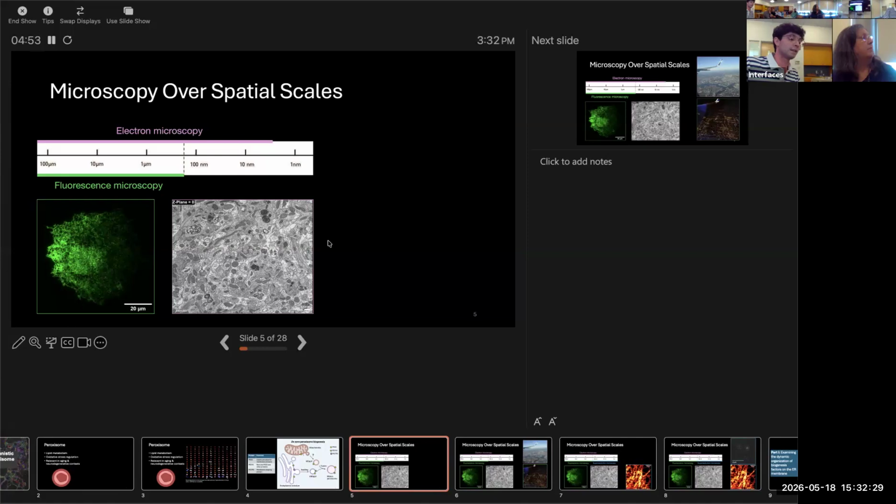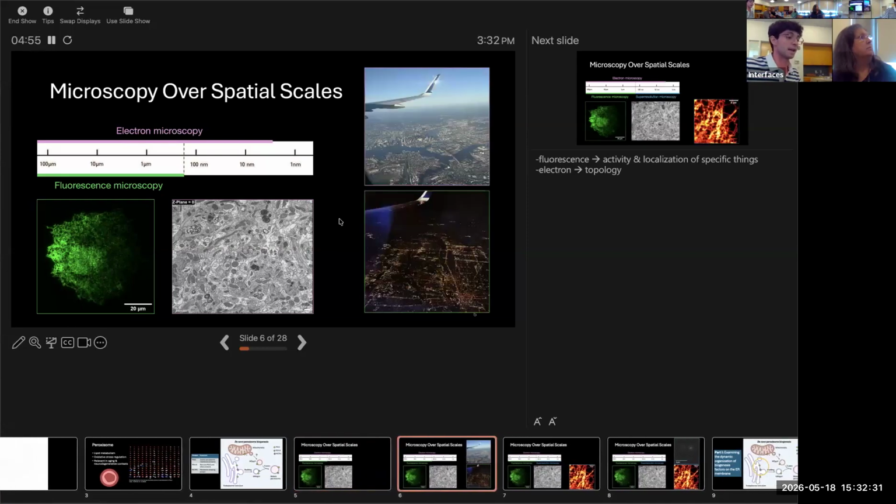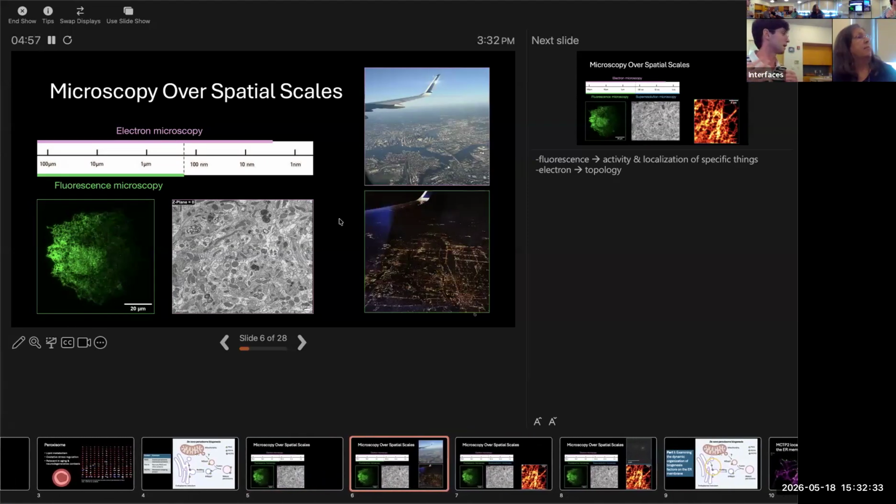And so I like to think about these different types of microscopy as flying during the day versus flying at night. And so when you fly during the day, you can see lots of the native topology of the landscape that you're going through. But unless you're native to that spot or know a lot about that place, you don't really necessarily know exactly what you're looking at.